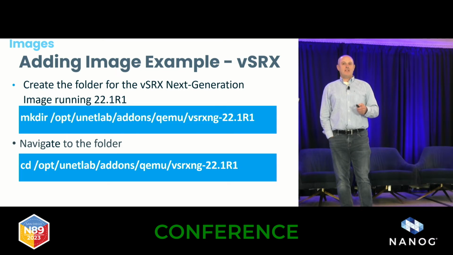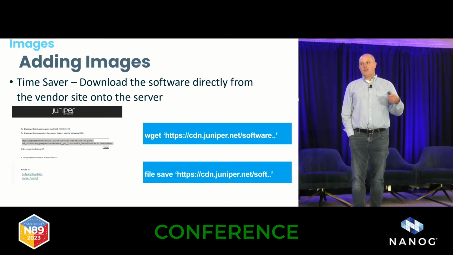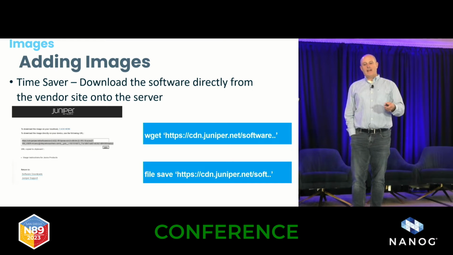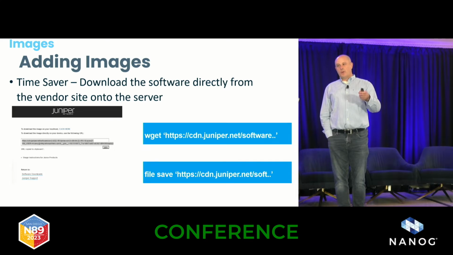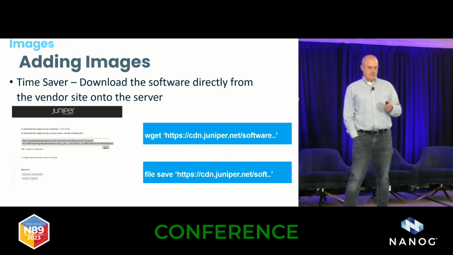So I'm going to navigate to that folder. I'm then just going to go to the vendor's website and do whatever I need to do to get that image onto that server. If you build that lab like I showed before and your server has connectivity to the internet, certain vendors like Juniper, you can actually just download it right from their web page direct to your EVE-NG server using the wget or file save command.